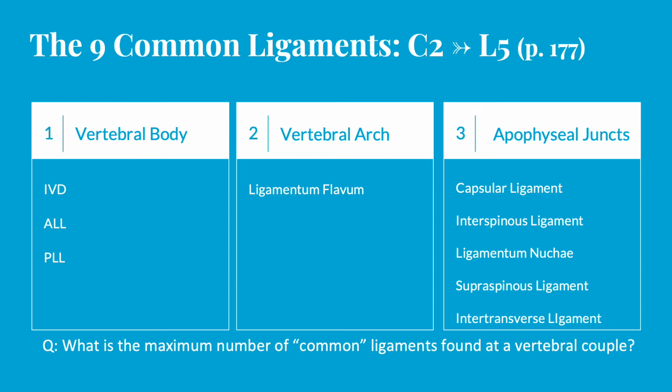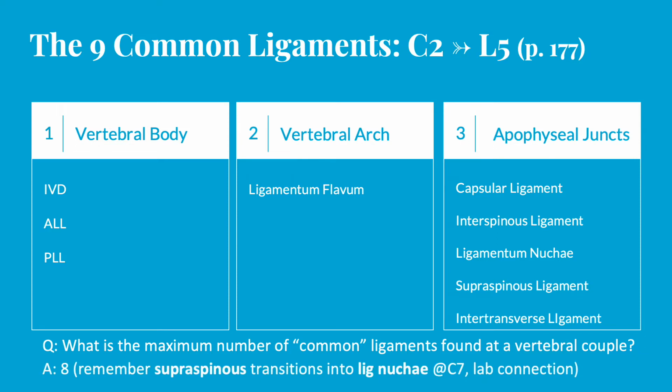So this is a very common question, which is what is the maximum number of common ligaments found at a vertebral couple? So there's 9 common ligaments. However, there's two of them that will not be present at the same location. So know that 8 would be the maximum number of the common ligaments found at a single vertebral couple.